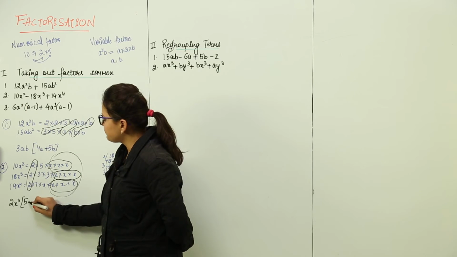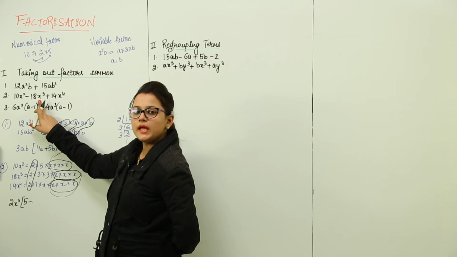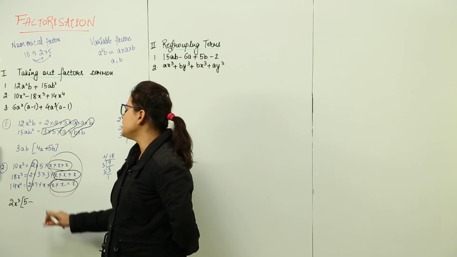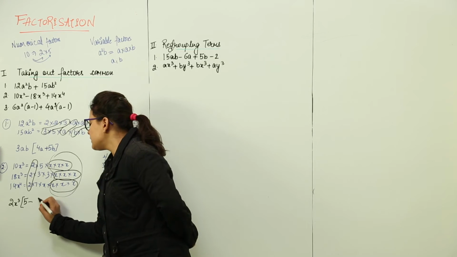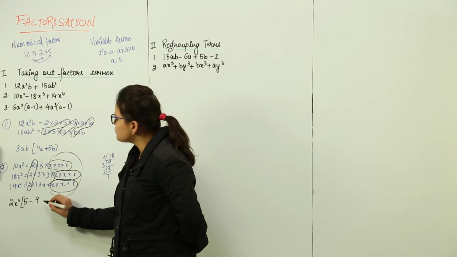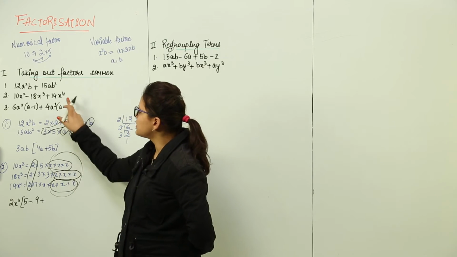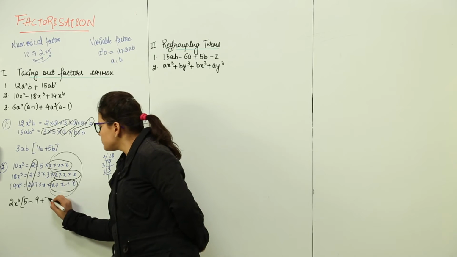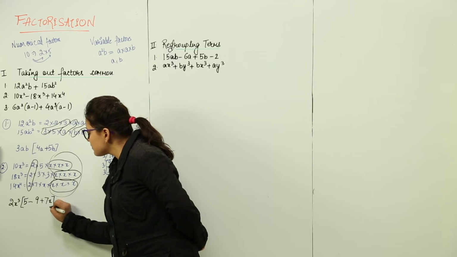Minus sign. What is the next term? 18x cube. Let us check what is left in the 18x cube term. Only 3 into 3 is left, that is 9. The next term was plus 14x raised to power 4. So we write plus, and what is left in that term? 7x. So we write 7x.